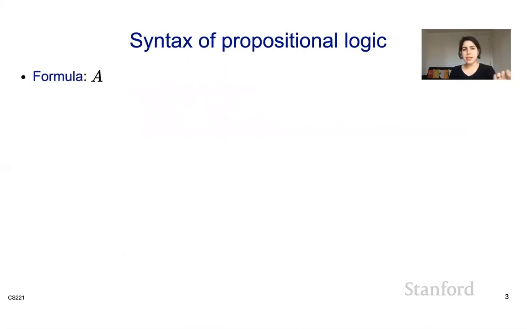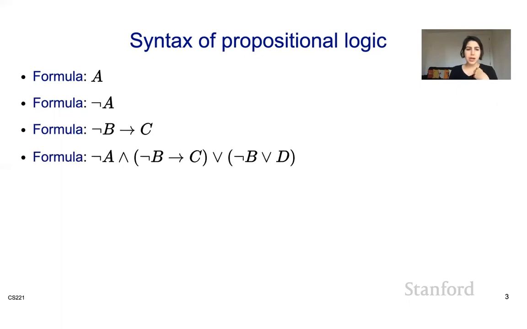Here are a few examples. If A is a Boolean symbol, A is a formula by itself. Negation of A is a formula. Negation of B implying C is a formula. I've just used a bunch of connectives and created a more complicated formula here. I can have this one as a formula too. Negation of A is a formula, negation of B is a formula, negation of B implying C is a formula, negation of B or D is a formula, and then the or of these and of these is also going to be a formula.